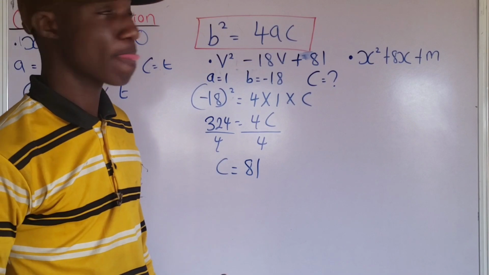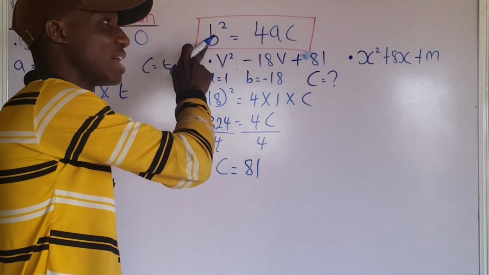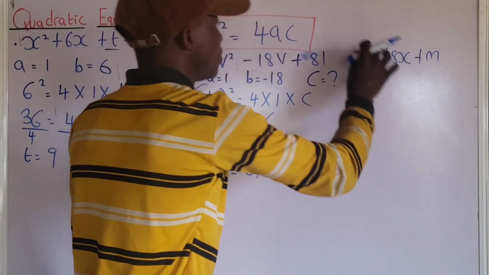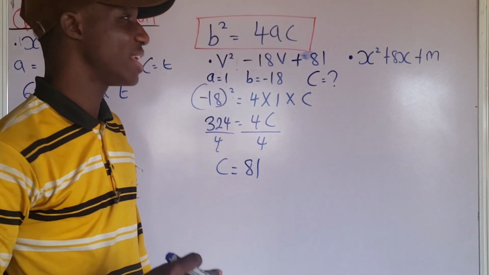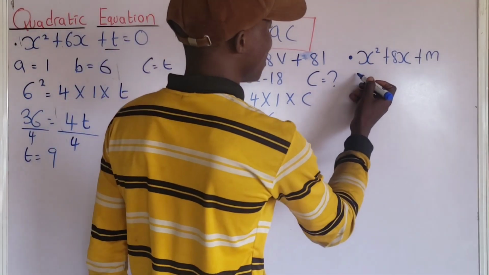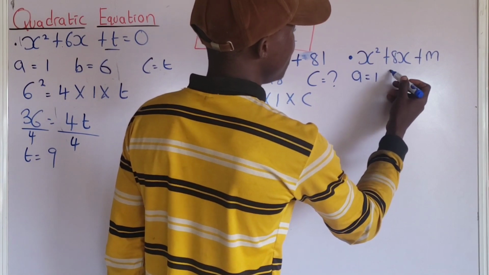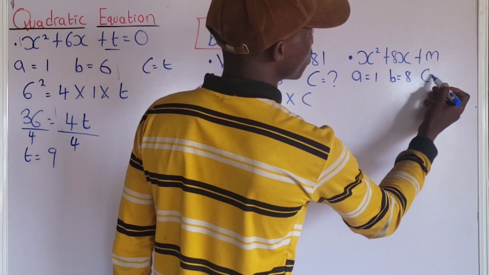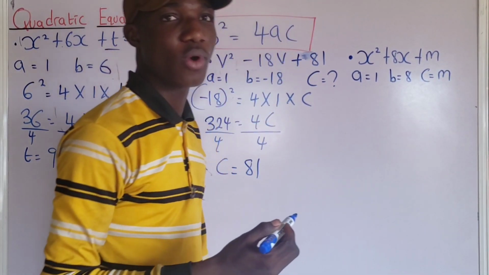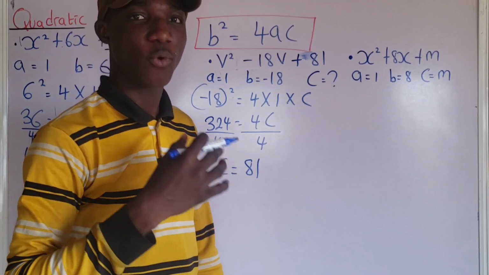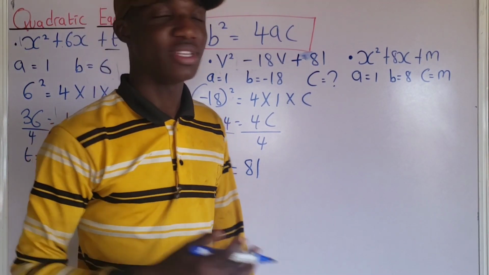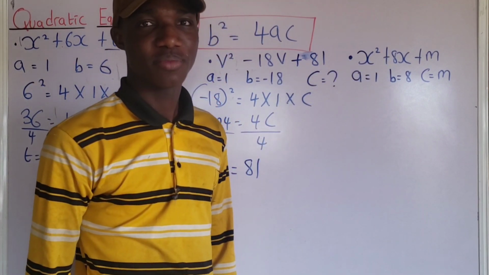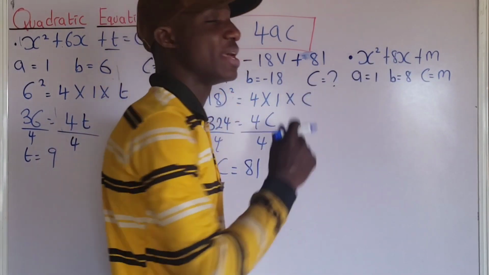Now you can see, all you have to do is note that if this quadratic expression is going to be a perfect square, that means b squared must be equal to 4ac. Now a is 1 in this quadratic expression, b is 8, and c is equal to m. C is what we are looking for, and c is equal to m. Hence we are looking for m. The constant term in this quadratic expression is m. So c is equal to m.